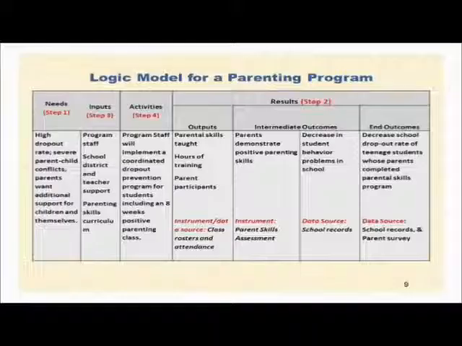And then we go into the intermediate outcome, and we break it up. We see, for example, two particular intermediate outcomes. First is that the parents demonstrate positive parenting skill. And how do we know that? We know that by having the parenting skill assessment. This is the instrument that we use to assess the parenting skill. And hopefully we will be able to see a decrease in students' behavioral problems in school. And also, how do we know that? We look at the school records. That's one way to find out.